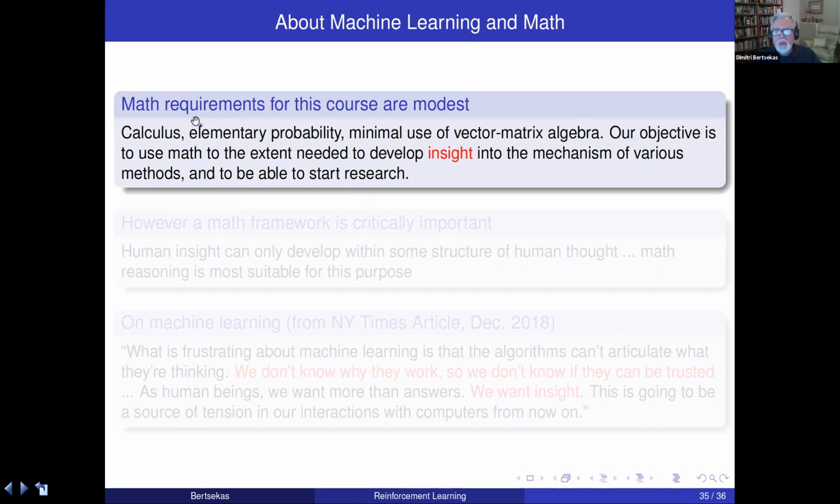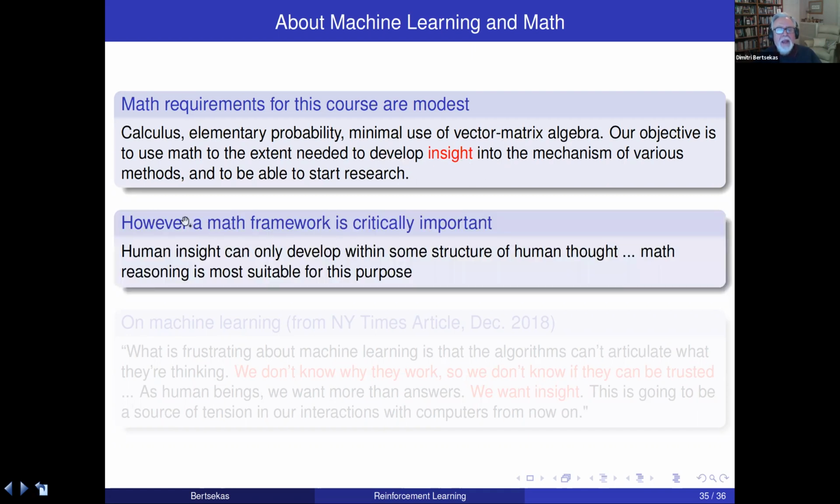So we're not going to emphasize mathematics in this course, except that we're going to try to be rigorous in our use of common language, of natural language, okay? We're going to be making precise statements, even if they do not involve mathematics. Our main objective is to use the mathematics to the extent needed to develop insight, and that's our objective. However, to develop insight, we need a framework for structured thought. And mathematical reasoning is the most suitable for doing this.